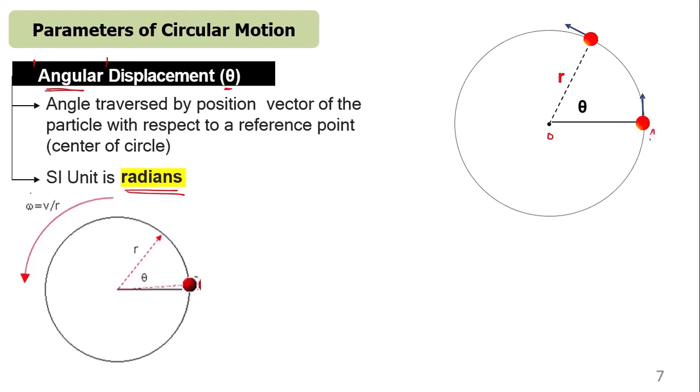I have already said that if the particle starts from point A, where this is the O point, then after some time the particle goes to point B. So this is the distance that is covered, the length of the arc AB.